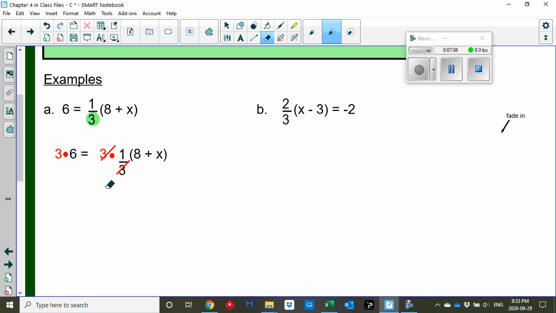So on this side, we are simply left with the 1 bracket 8 plus x. But don't forget on this side, 3 times 6 gives us this 18. Notice we have no more fractions anymore. We did one step, multiplied both by the denominator. This got 3 times bigger. This got 3 times bigger too, but the 1/3 went away because when you multiply a third by 3, you get a whole, just like we did with the pizzas.